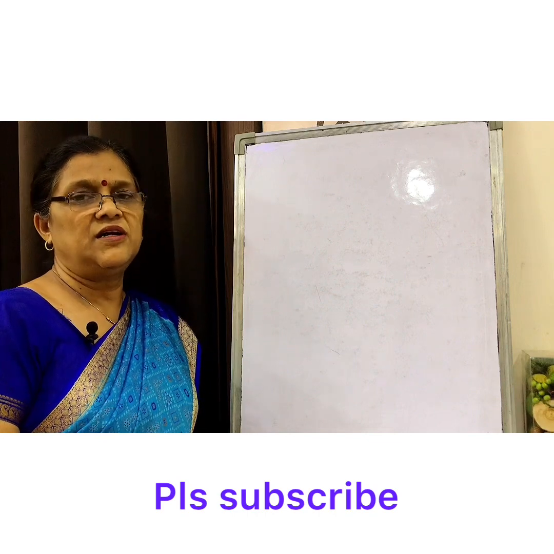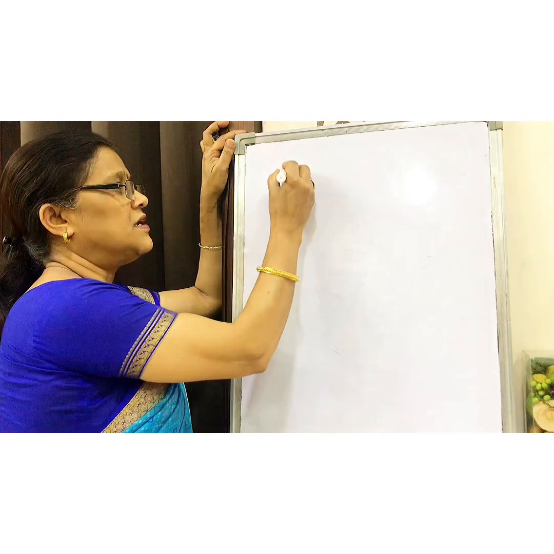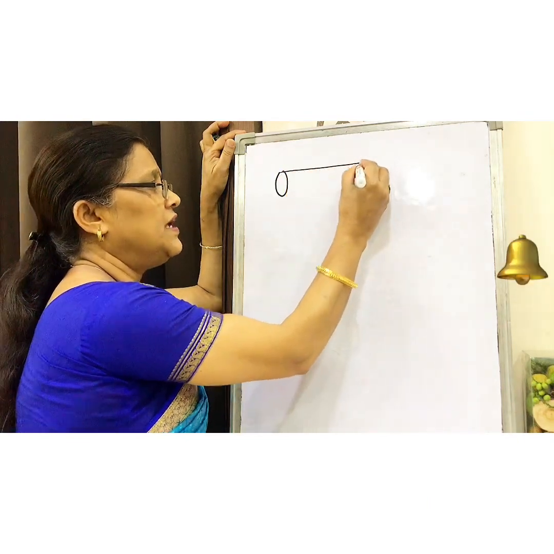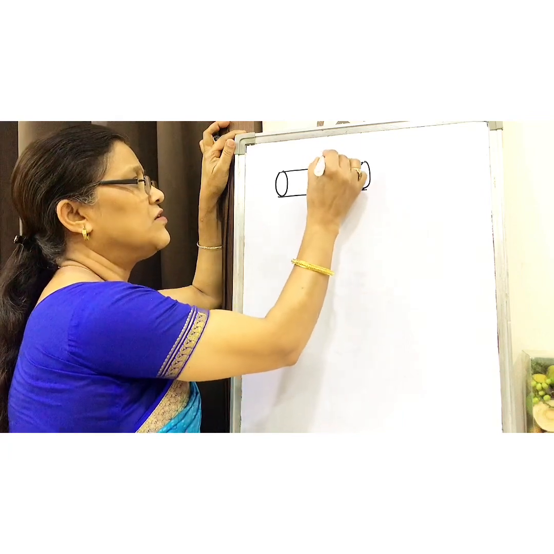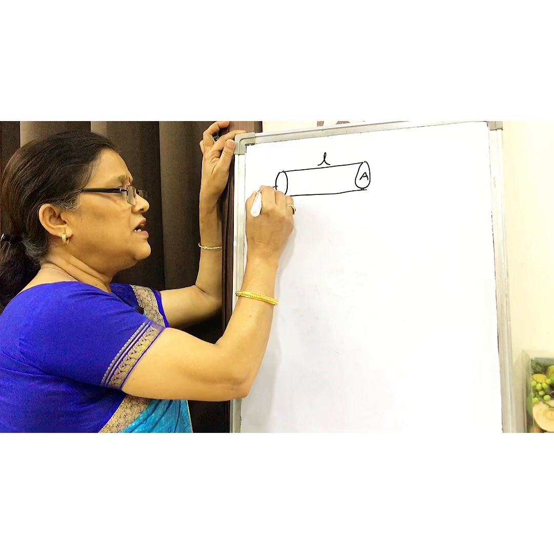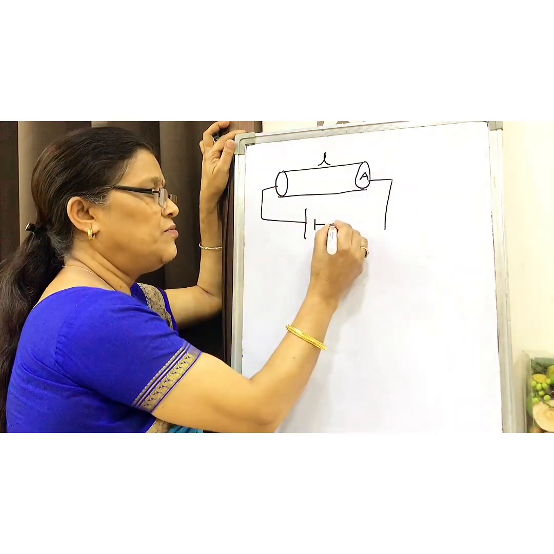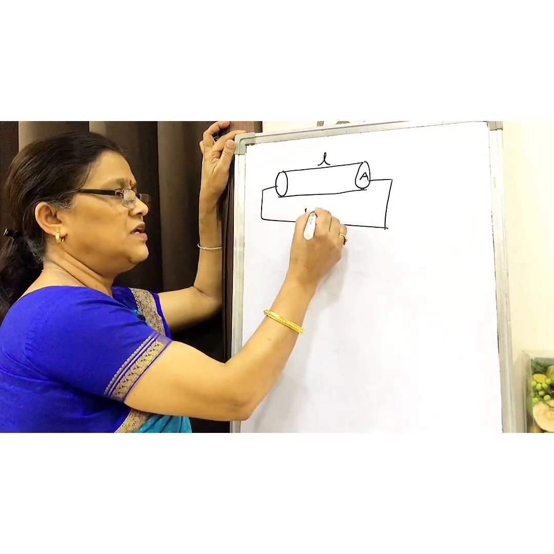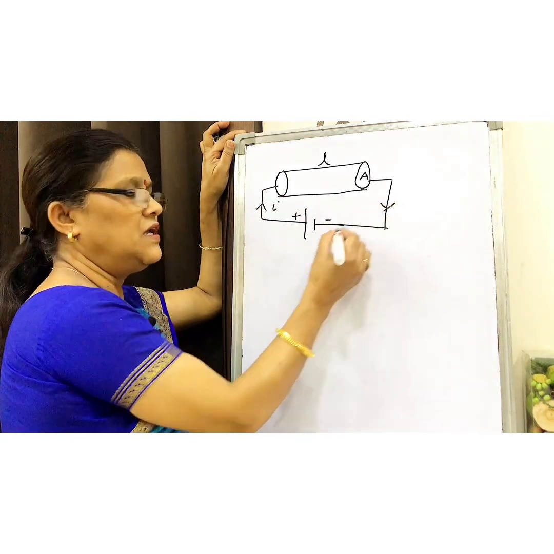Let us start: suppose a conductor of length L and cross-sectional area A is connected with the ends of a battery of potential difference V. This is plus, this is minus. So current flows through the conductor like this.